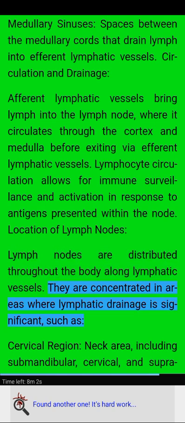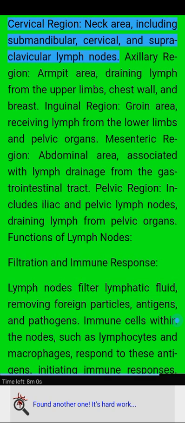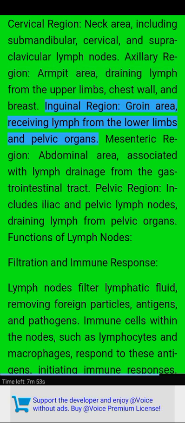They are concentrated in areas where lymphatic drainage is significant, such as the cervical region, neck area, including submandibular, cervical, and supraclavicular lymph nodes. Axillary region, armpit area, draining lymph from the upper limbs, chest wall, and breast. Inguinal region, groin area, receiving lymph from the lower limbs and pelvic organs. Mesenteric region, abdominal area, associated with lymph drainage from the gastrointestinal tract. Pelvic region, includes iliac and pelvic lymph nodes, draining lymph from pelvic organs.